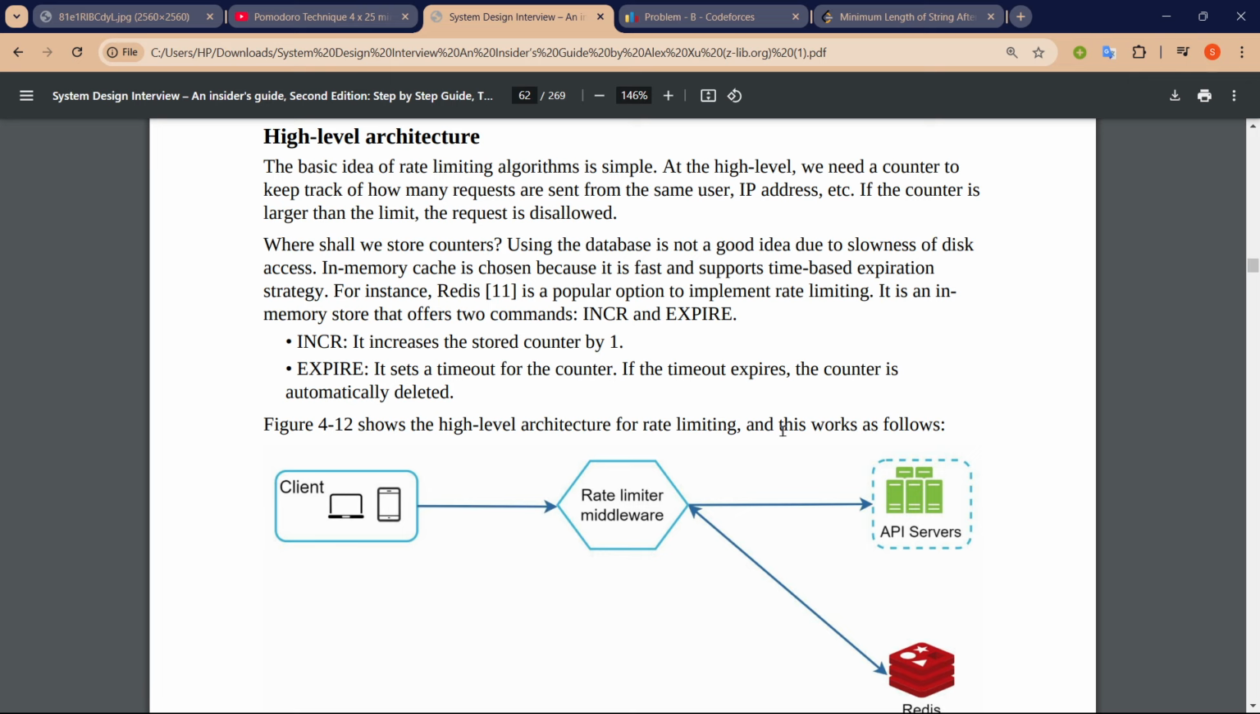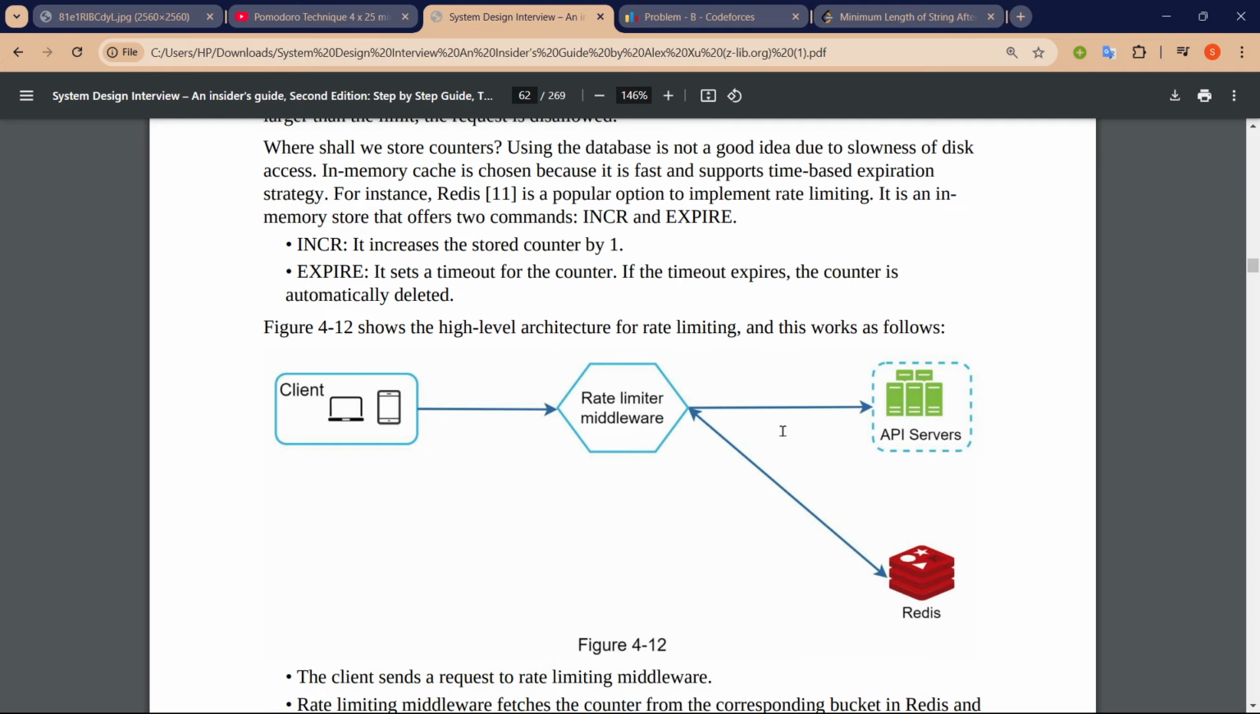Okay, it is an in-memory store that offers two commands, INCR and EXPIRE. INCR increases the stored count by 1, and EXPIRE sets a timeout for the counter. When the timeout is reached, the counter is automatically deleted. Client and rate limiter middleware. We have API servers and we have Redis.